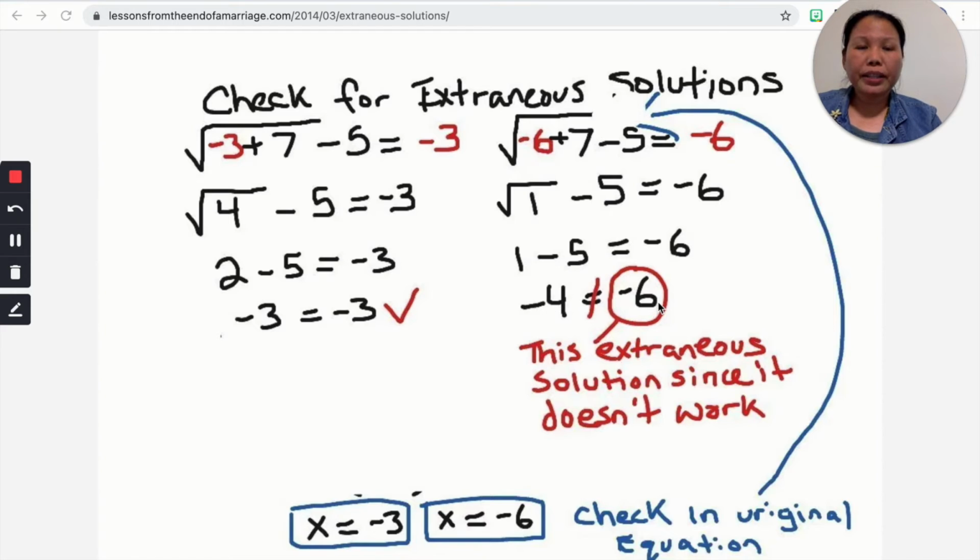But when we substitute in the -6 for the answer, and it is the same equation, we substitute it in and we simplify. We get -4, and then on the right hand side is -6, which is not equal. So this is an extraneous solution and it doesn't work. And that's when you can cross out the -6 as an answer, and you are only left with x equal -3. We are not giving you that just yet. I just want to go through and show you what an extraneous solution looks like.